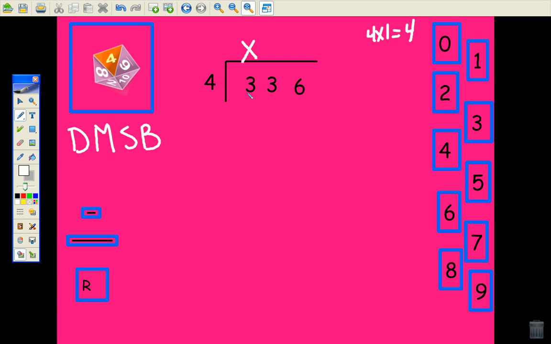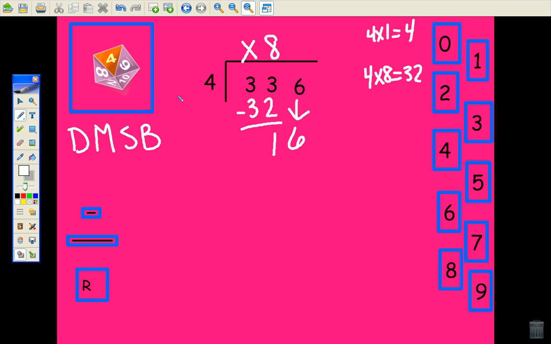Now, can 4 go into 33? Well, I remember back to my facts I was doing a minute ago. 4 times 8 was 32, so that's pretty close. So I'm going to use 8. 8 times 4, because we're now in the multiplication, is 32. Subtraction, 33 minus 32 is 1. Bring down. I have a 6 to bring down.